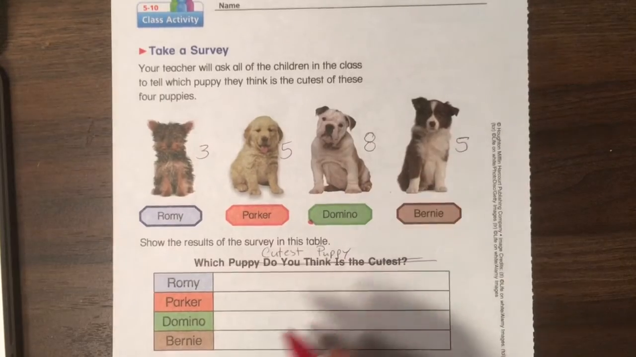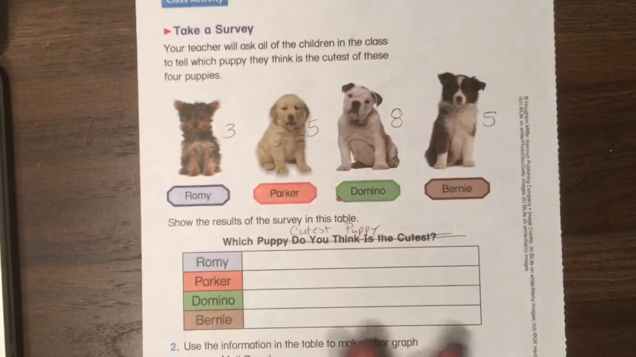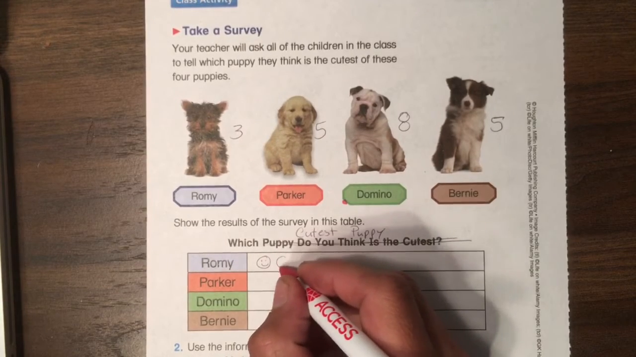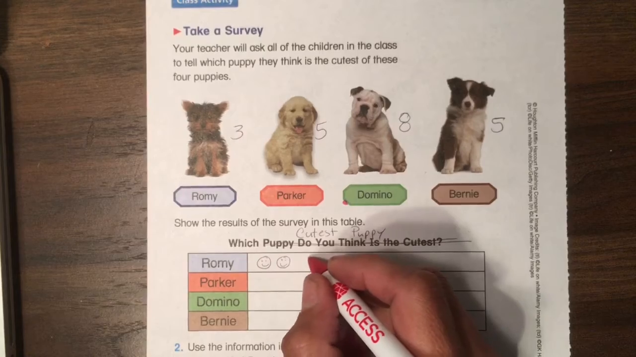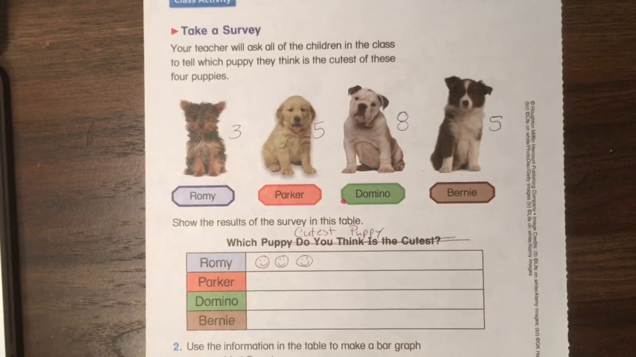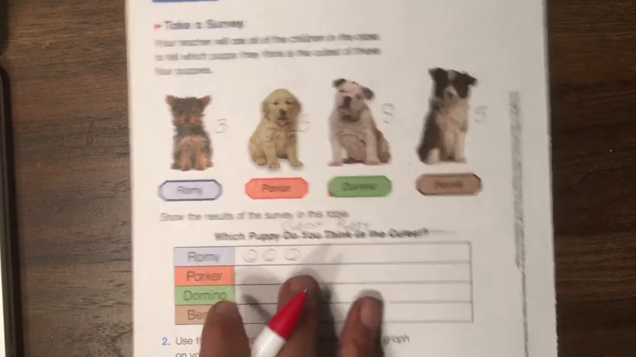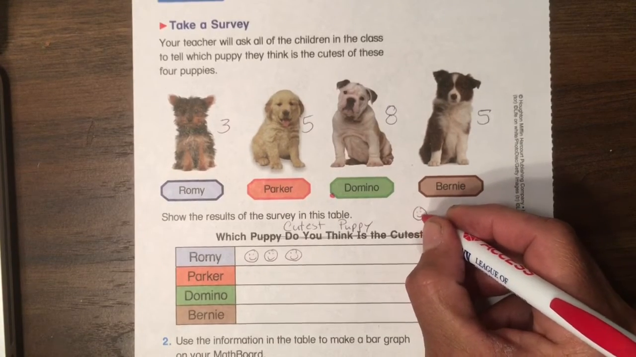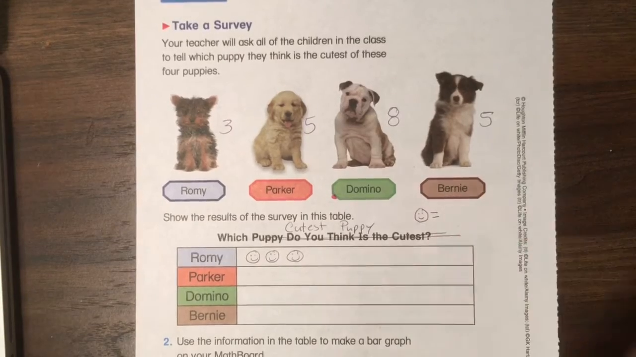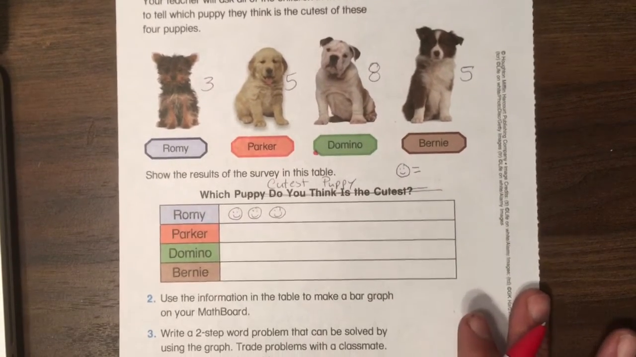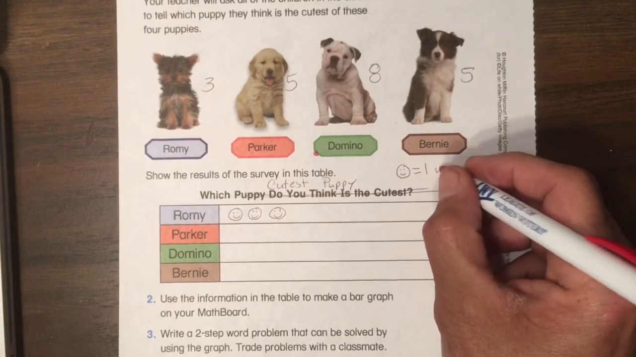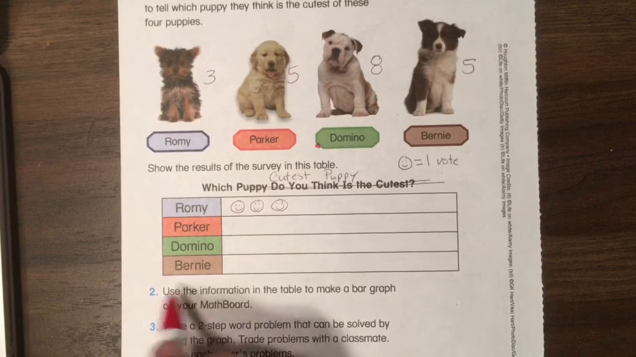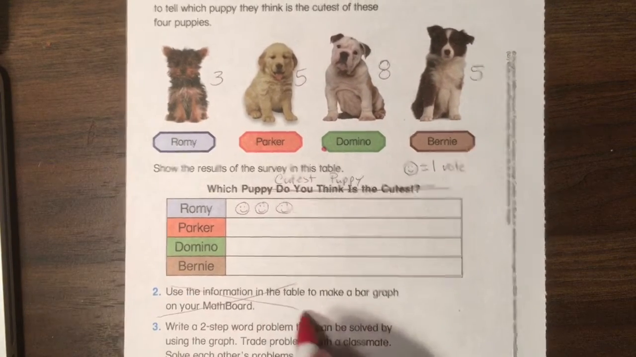Put this information, make a picture graph. Let's say I'm doing Romy. I would do 1, 2, 3. And one thing that a picture graph will sometimes have is a key, even though we haven't really talked about that. But that equals, the smiley face equals 1 vote or 1 student. So because we're doing that graph here, we don't have to worry about number 2.